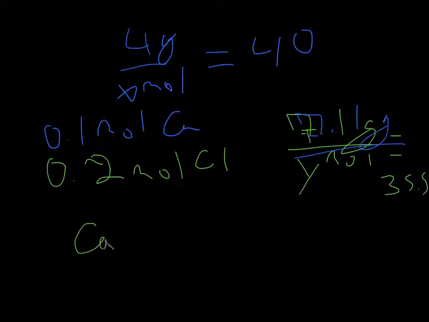So your empirical formula, I'll do this in red so it's different. It's going to have twice as much chlorine as you have calcium. And since it's an empirical formula, you just want things in the lowest whole numbers as divisible by. So you just say the empirical formula is calcium chloride, or CaCl2.